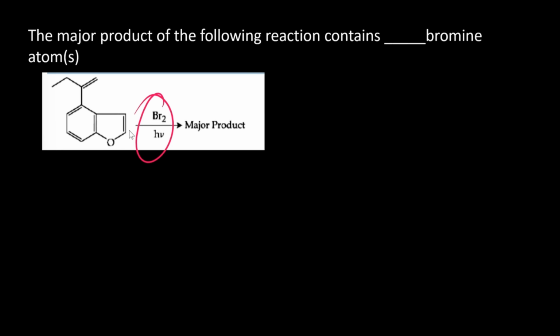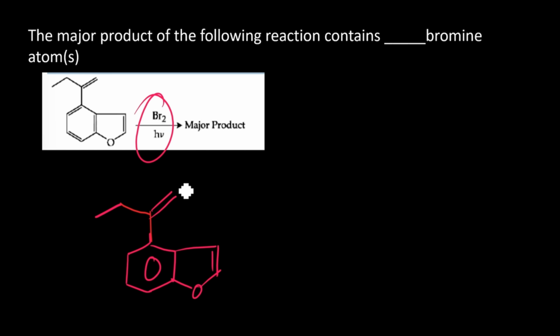First of all, this is a simple free radical reaction, isn't it? Br2 with light gives the major product. They have mentioned the major product of the following reaction. So only one Br2 is involved over here, not in excess. So how many products can be formed? Let's number this compound. Let me draw it again.